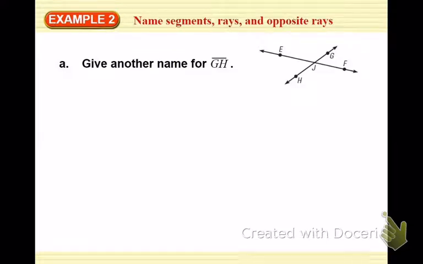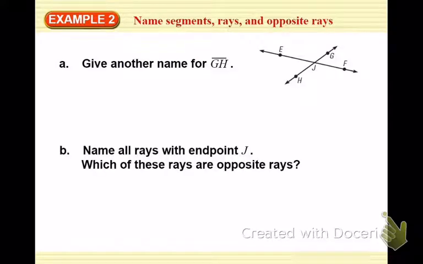All right. Let's try to come up with another name for segment GH, and then name all the rays with endpoint J, and then which of those rays are opposite rays. Give that a shot. Stop the video, give it a shot, see what you come up with. You can start it back up and check your answer.